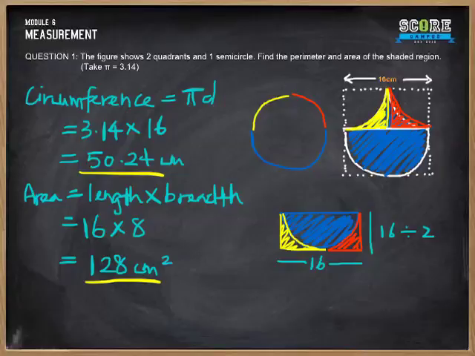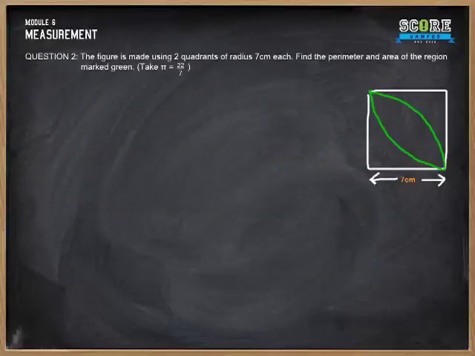Moving on. Question 2. The figure is made using two quadrants, quadrant number 1, quadrant number 2, with radius 7 cm each. Find the perimeter and area of the region marked green and take pi to be 22 over 7. Now, once again, you've got to get creative over here. You've got to figure out how to move the figures to make your life easier. A quadrant is a quarter of a circle, and 2 quadrants.